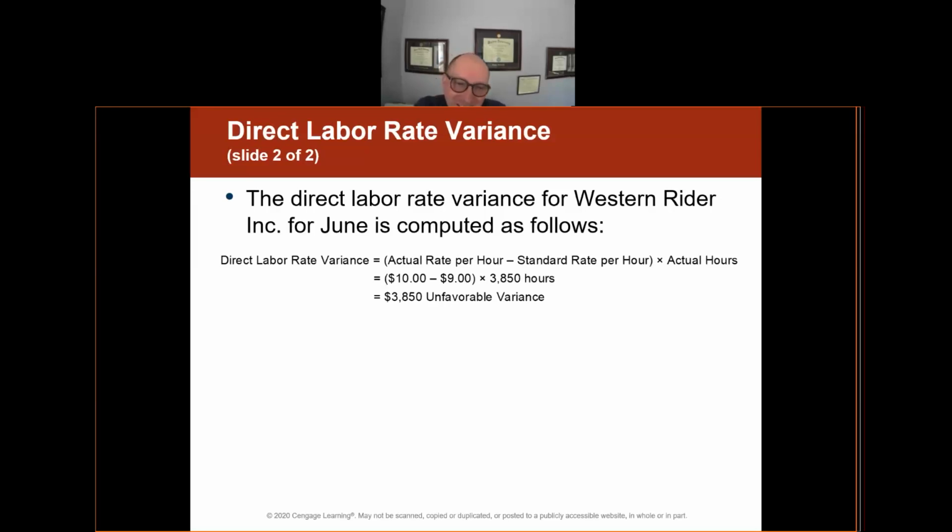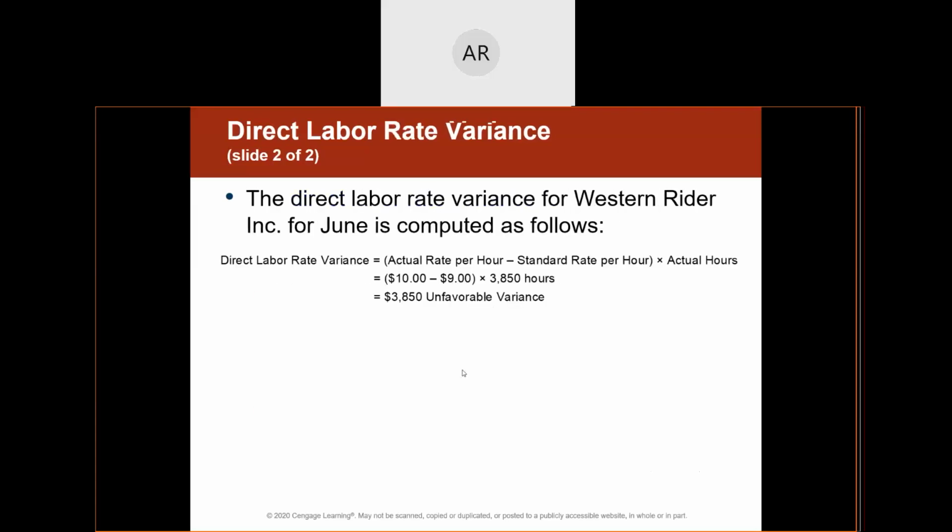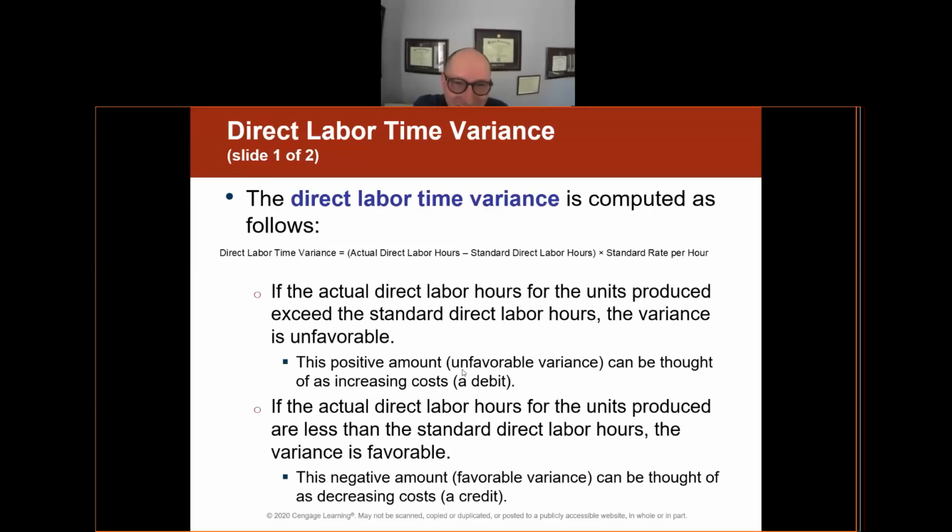Okay, so here it is. Actual minus standard, $10 minus $9, $1 times actual hours, 3,850. Gives us an unfavorable variance of 3,850. Everyone sees how we got there? Yes? Hopefully. Good so far, right? I haven't fried your brains yet. We're getting there. Surviving so far. All right, good. Good, thanks, Andre.